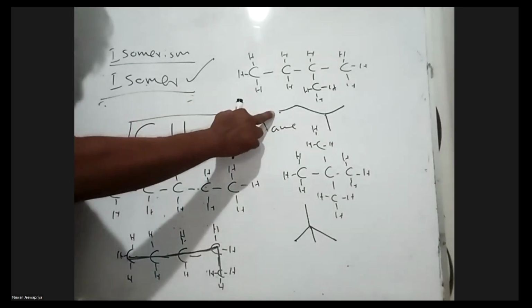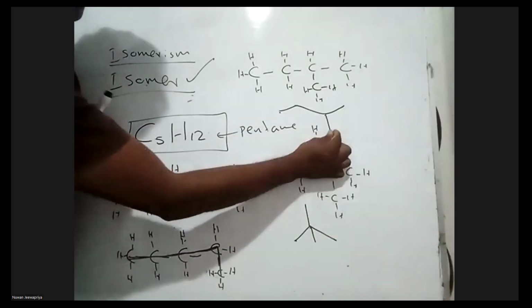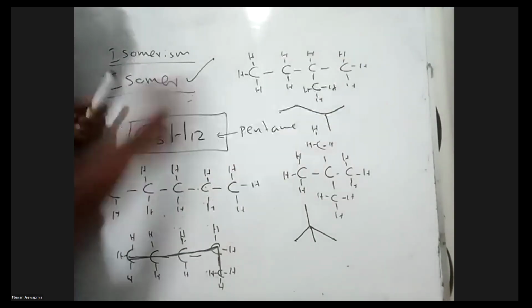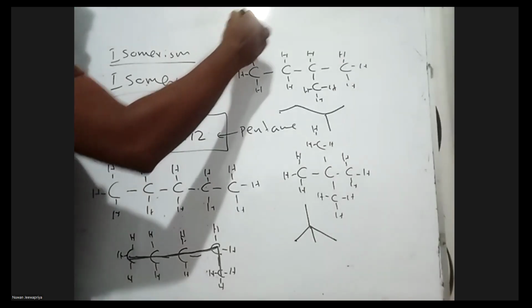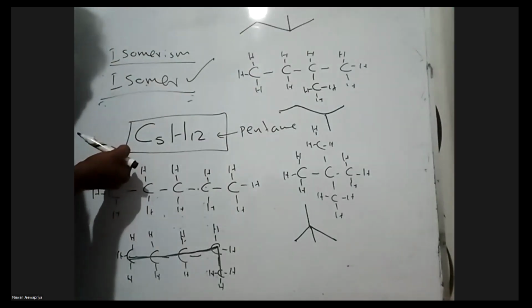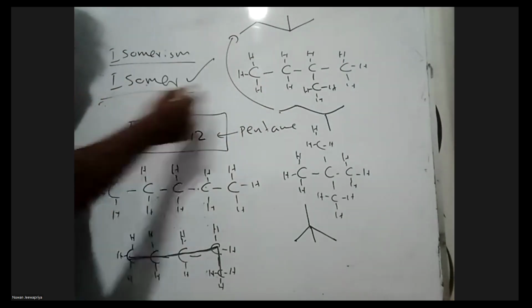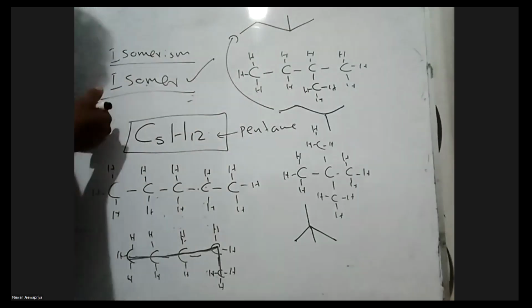See, if I take this one, hold it from this part and rotate it upwards, it will be like this: 1, 2, 3, 4. It appears in this manner. So this is not a new isomer. This one and this one are both the same. That means the rotation of this one is not a new isomer.